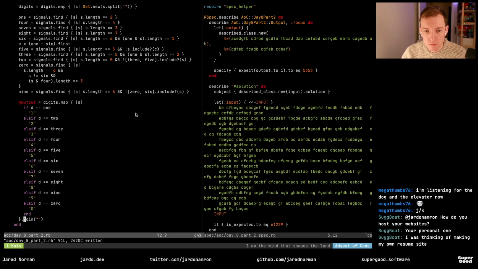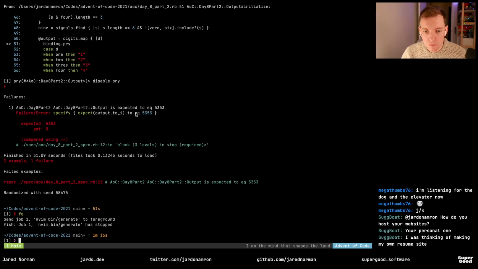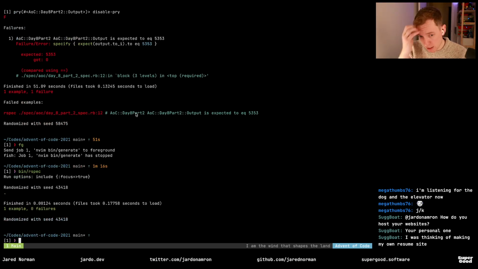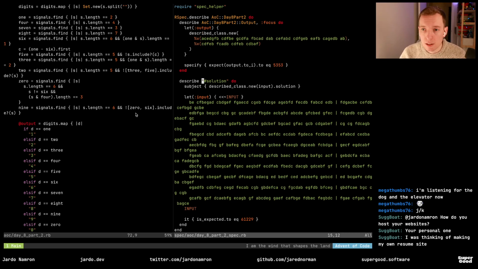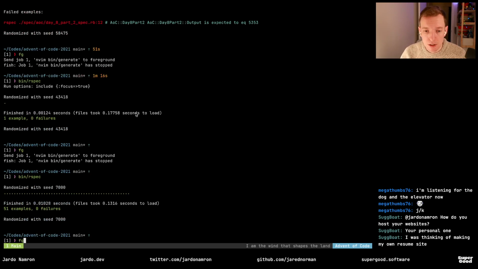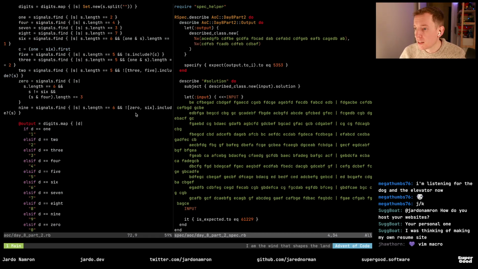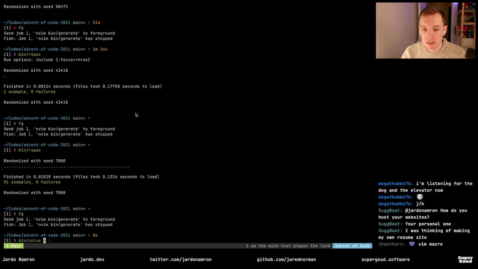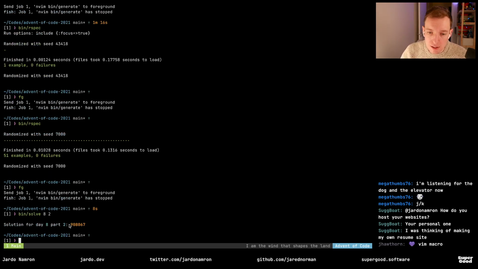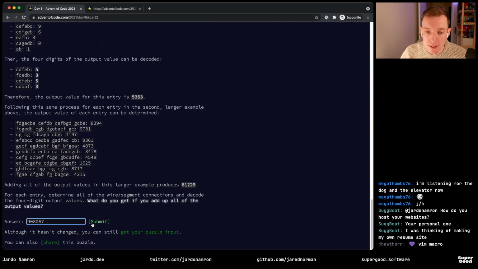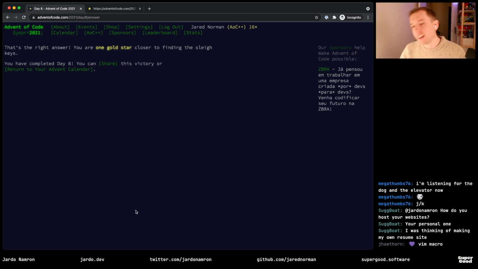Cool. It ain't pretty, but it might work. It does work. All right, now we can back things up and see if that makes our broader specs pass. It does. Thank you, Jay Hawthorne. Yes, I do love a good Vim macro. Bin solve part 2 gives us a number. Hope it's the right number, because this is going to be hell to debug if I did something stupid. Yes. All right. That was fun. I enjoyed that.